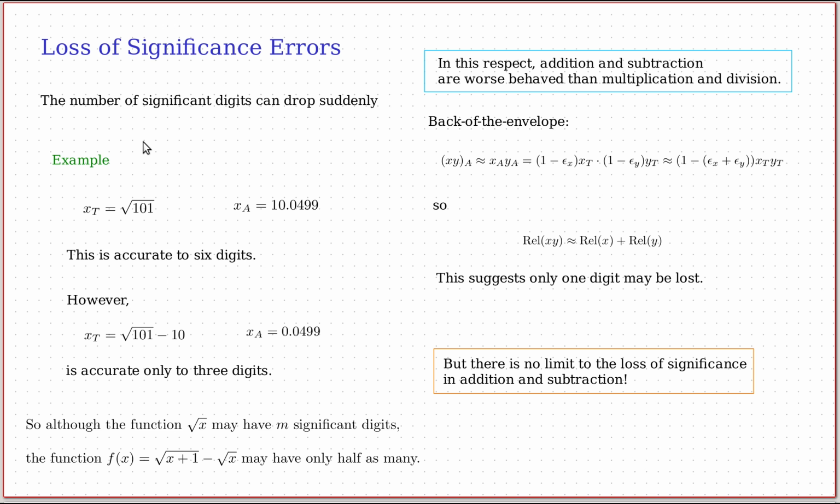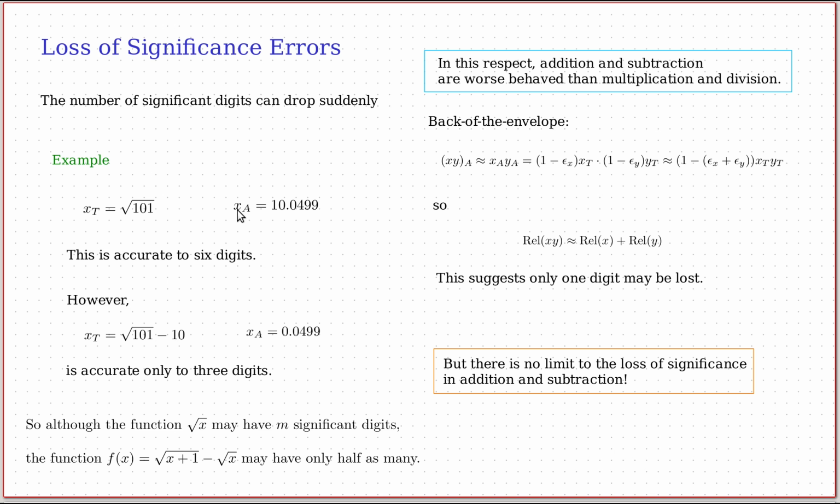So as an example, suppose you want to calculate the square root of 101, right? Well, okay, so you can do that. I've done this here to 6 significant digits, right? 10.0499. That's accurate to 6 significant digits. Now, suppose I do a multi-step calculation, though, where I want to take the square root of 101 minus 10. Right? So I'm taking the square root, and then as a second operation, I'm going to perform the subtraction.